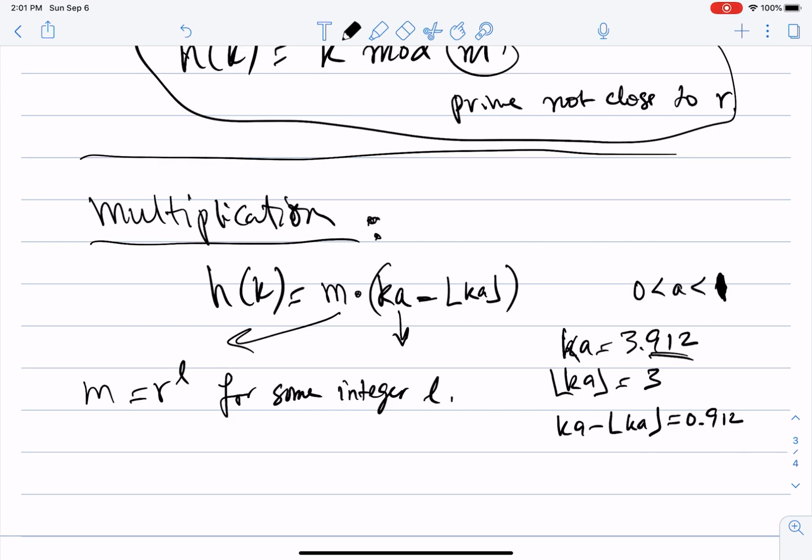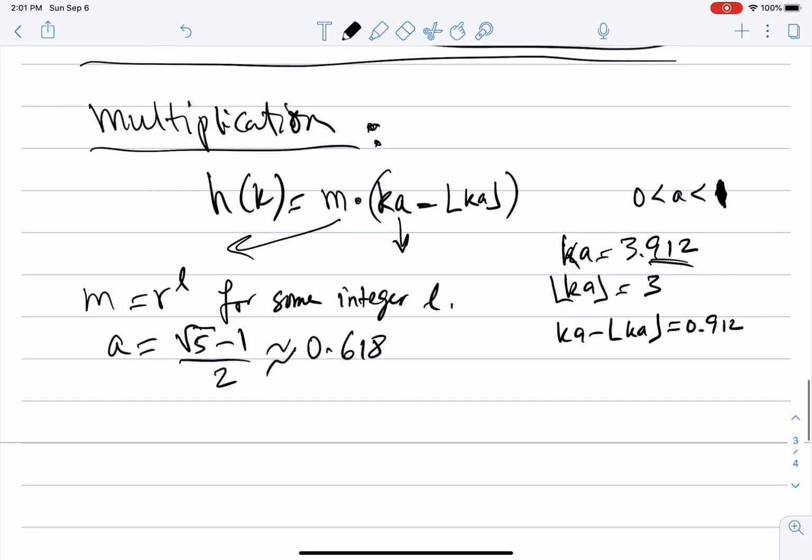a here has a magic value. It's the square root of 5 minus 1, divided by 2, which is a value close to 0.618. Where does this come from? This is a recommendation by a very famous computer scientist by the name of Donald Knuth, and it's not just a recommendation because he thought it was a fancy number that should work. It is based on practical analysis of different values of a. It's been shown that this value works well in practice for the multiplication method of choosing a hash function.